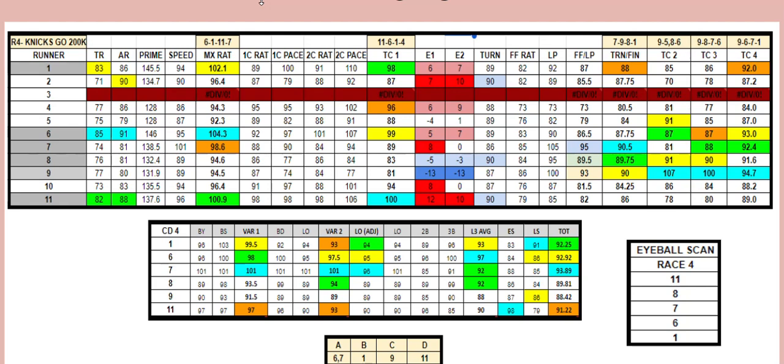So what I'm doing here is I'm going to go over the grids that I used, the methods that I used, the models. And I'm also going to go over quickly how I'm going to approach the races as far as my betting goes.